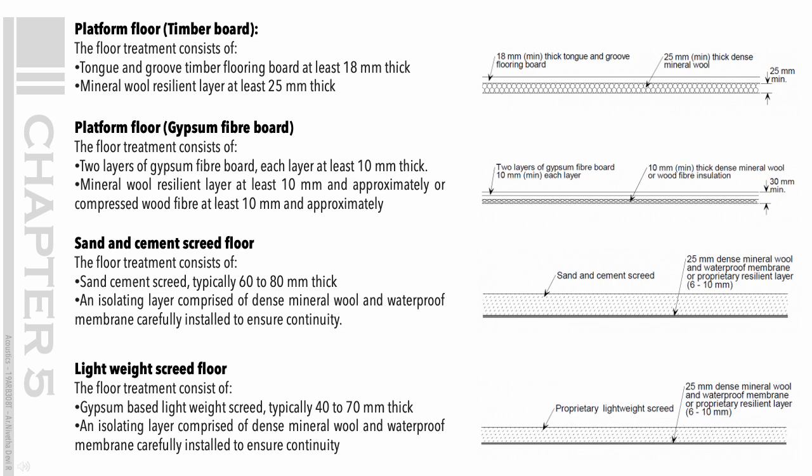Sand and cement screed floor. The floor treatment consists of sand cement screed, typically 60 to 80 mm thick. An isolating layer comprised of dense mineral wool and waterproof membrane carefully installed to ensure continuity. Lightweight screed floor. The floor treatment consists of gypsum-based lightweight screed, typically 40 to 70 mm thick. An isolating layer comprised of dense mineral wool and waterproof membrane carefully installed to ensure continuity.